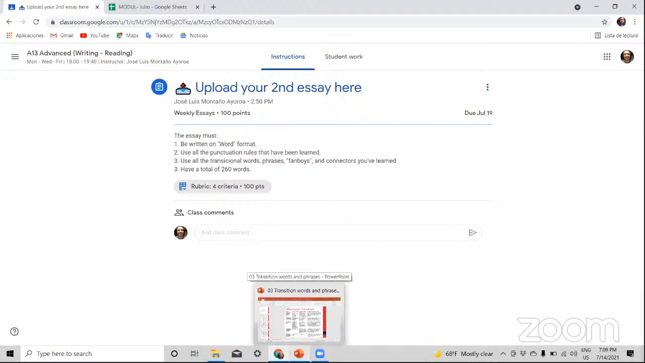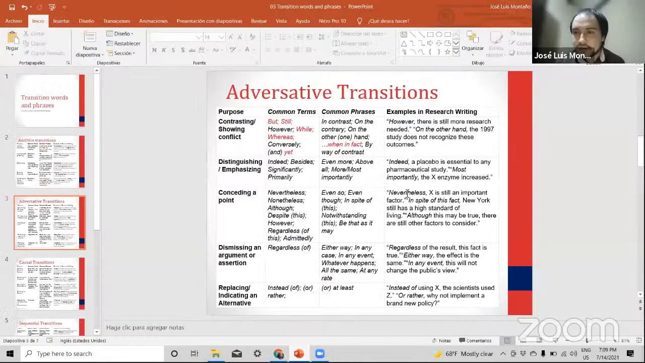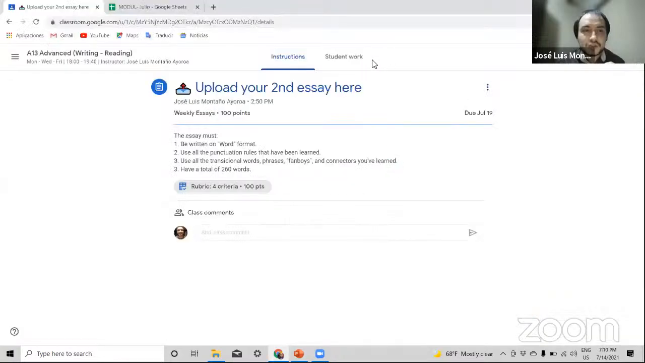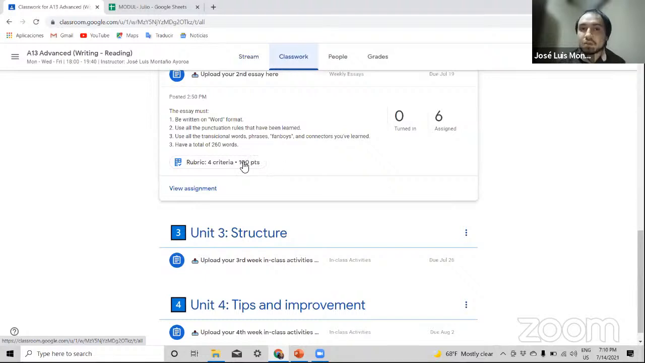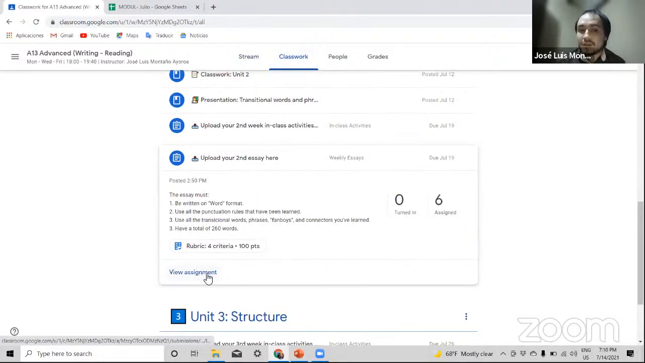Teacher, how can I see my score? I couldn't find it. Okay, right now, I don't know if you see this that I'm seeing over here. It says grades. If you don't have it in Google Classroom, then go again to the assignment. I think that's going to work. Go to classwork, go to the assignment one more time, go to view assignments, and there you should be able to see your score. If you're still not able, let me know.